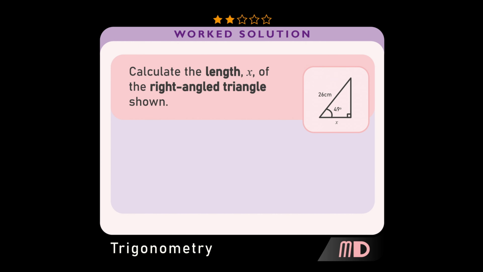Now in this video, we're going to answer the following question. Calculate the length x of the right-angled triangle shown. And we've been given a right-angled triangle with an angle measuring 49 degrees, a side of length 26 centimeters, and a side labeled x.